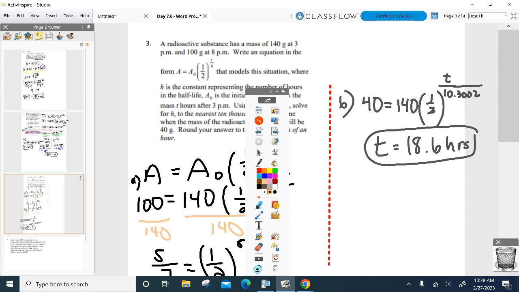And then you would multiply both sides by. We're not over here. We're solving for T now. Right? So that's why you multiply both sides by that 10.3002. Okay. Everyone else, we good?